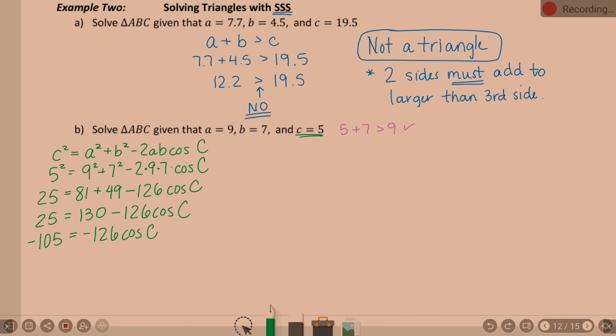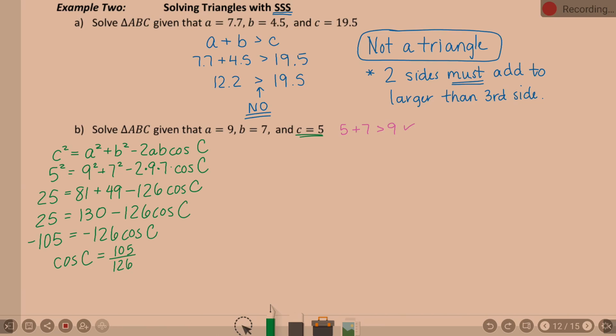Folks, that's normal that you have two negatives at that point. In all honesty, if you don't have two negatives, you have a problem. I'm pretty sure it's always two negatives. To get cosine C by itself, I'm going to divide the negative 126 away. So I personally write this as cosine of C is 105 divided by 126, because I know a negative divided by a negative is going to turn into a positive, so I don't usually write those negatives. You can if you want, that's fine.